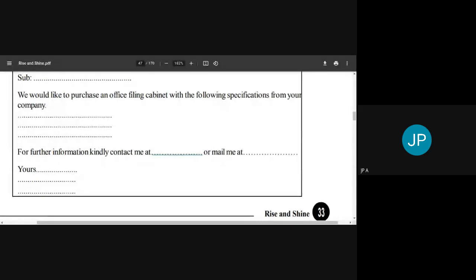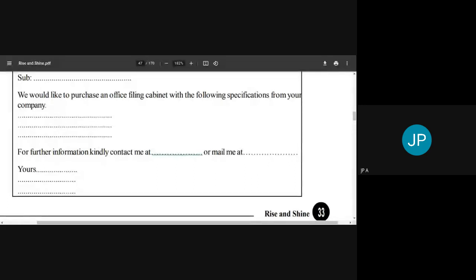Is right, you just write your mobile number. Okay, so this could be the format of the mobile number. I just say there will be something like 10 digits. Okay, or mail me at. So what is that? What do you write?